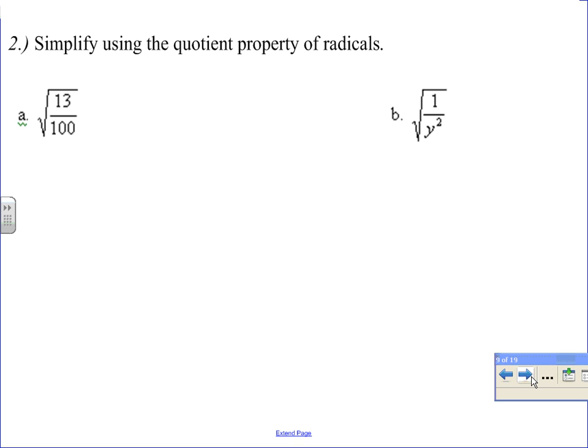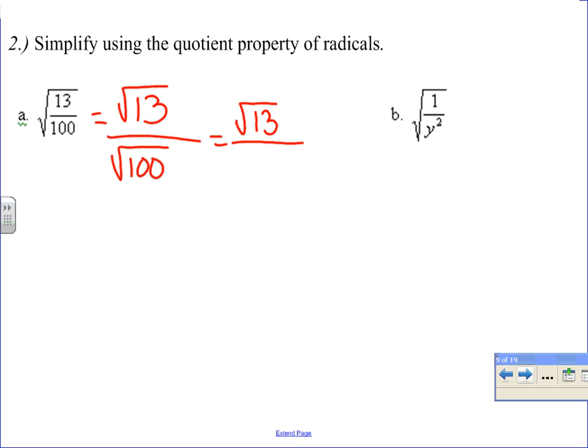The quotient property of radicals says taking a fraction that's already inside a square root symbol, the first thing you need to do is split them up. So in other words, instead of square root of 13 over 100, change it to be square root of 13 over square root of 100. After you split them up, you want to simplify and see if any of them are perfect squares. The only thing that you do not want is to have a radical in the denominator of your answer, ever. So the square root of 13 is prime, so that cannot be simplified any further.